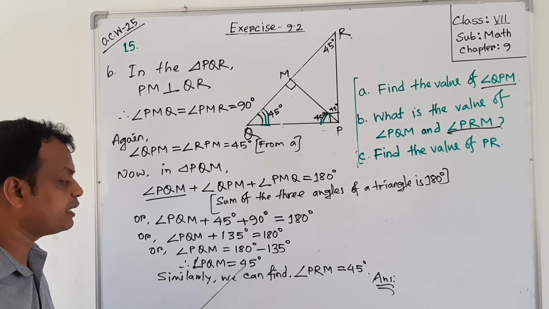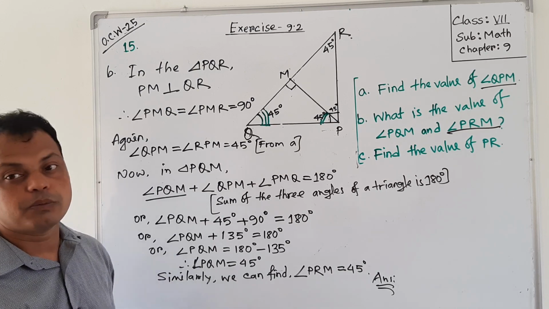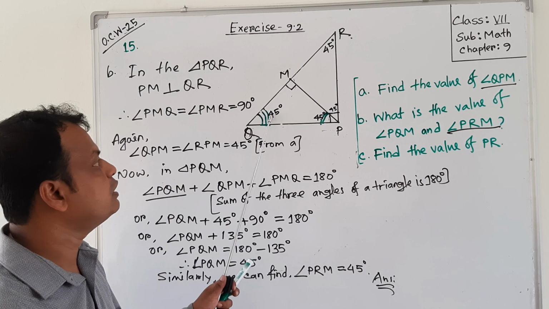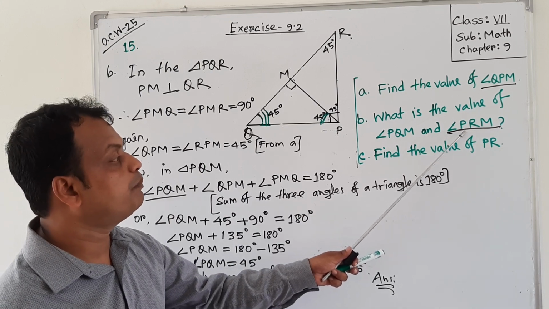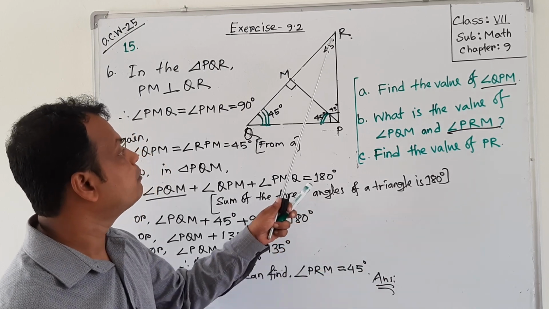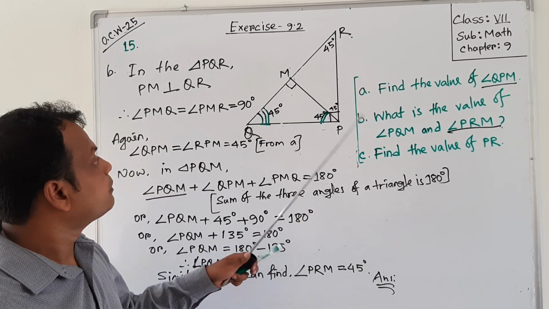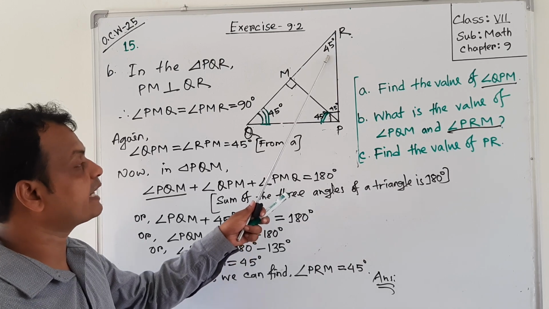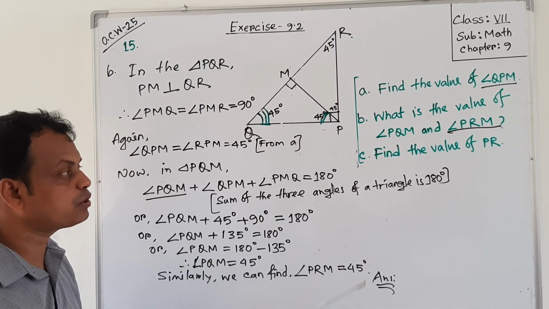After calculating, we have got the value of angle PQM equals 45 degrees. Another part is angle PRM. We have to find the value of angle PRM, that means this angle's value. In the same way, we can find the value of this angle. Similarly, angle PRM equals 45 degrees.